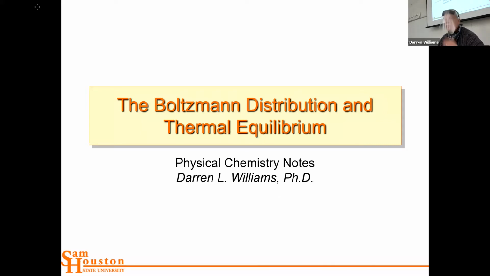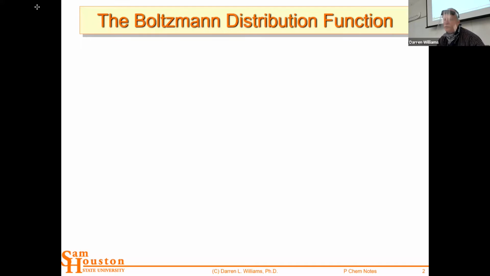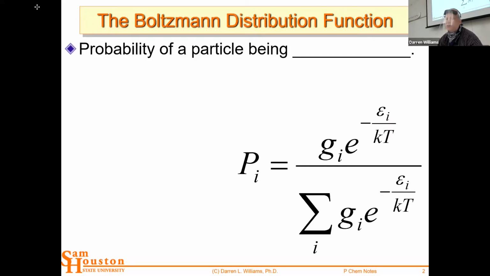So today we're just going to focus only on the Boltzmann distribution. It's a probability of a particle being in any given energy state, not just the ground state, but the excited states. And so this is about probability. It's about the statistics of it all. And this is the probability equation using the Boltzmann distribution function.